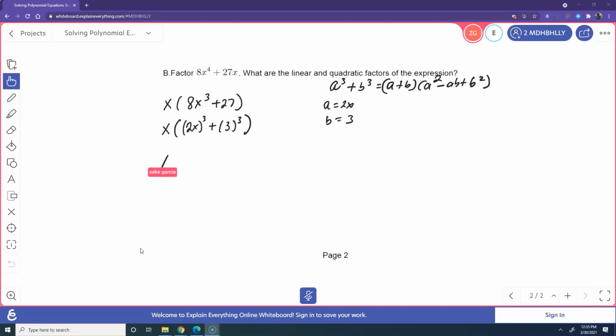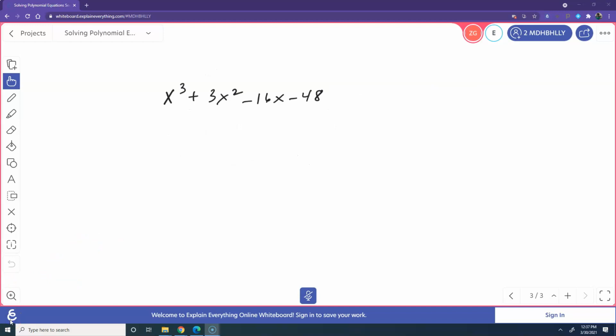So we're going to have x times 2x plus 3. Then we have 2x to the second power, which gives you 4x squared, minus 2x times 3, which gives you 6x, and then plus 9. And those are my factors: x, 2x plus 3, and 4x squared minus 6x plus 9.